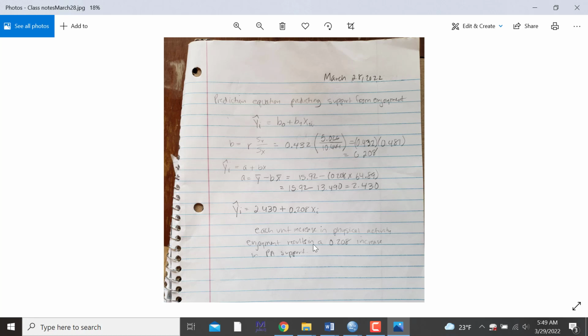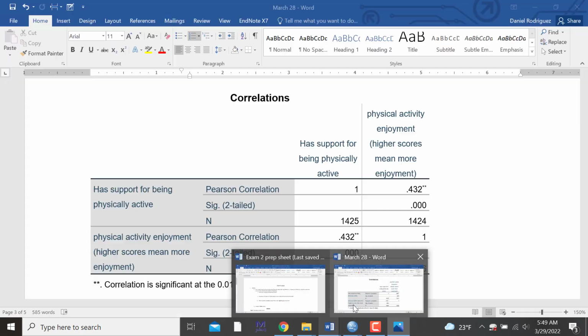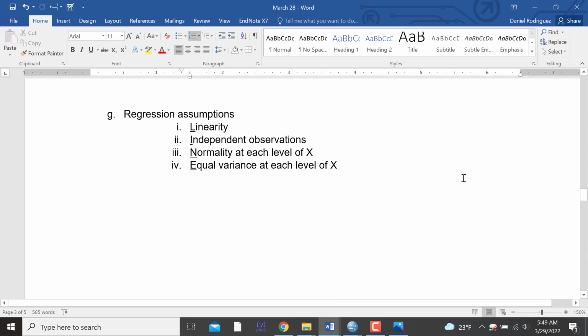That's really important. Physical activity support and physical activity enjoyment may be in different units. Like, what I mean by unit, one of them can range from 0 to 100, so a 1 point change is a 1 unit change, right? But the other could be ranging from 0 to 10, right? So you have to know the units whenever you do regression analysis.